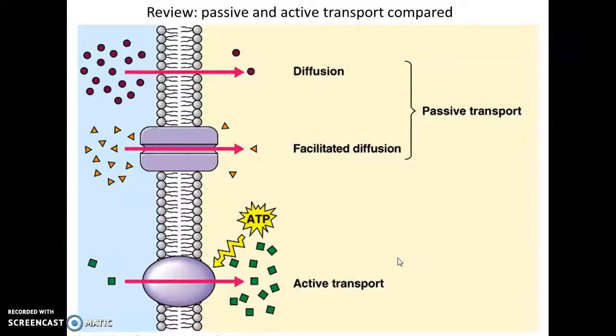Here's another quick recap. We have passive transport, where we're going from high concentration to low concentration. If those molecules can just move straight across the phospholipid bilayer, it's called diffusion. If they need a channel protein to help them get across, it's called facilitated diffusion.